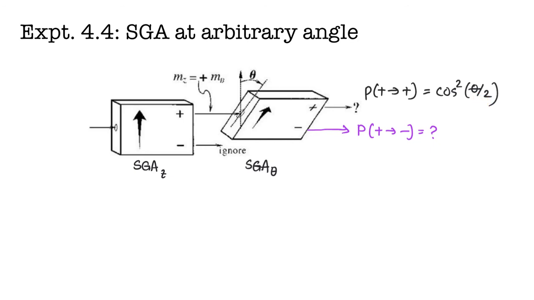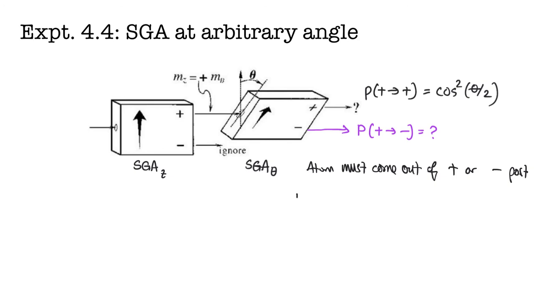But what about the probability of going from the plus port of the first to the minus port of the second? How do we figure that one out? Again, we can use some trig identities, because we know that an atom has to come out somewhere. An atom must come out of the plus or minus port. It can't just get stuck in the analyzer. It's got to come out somewhere. So that means 100% of the atoms will exit.